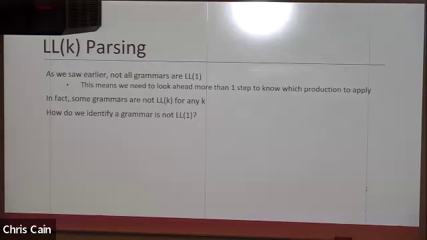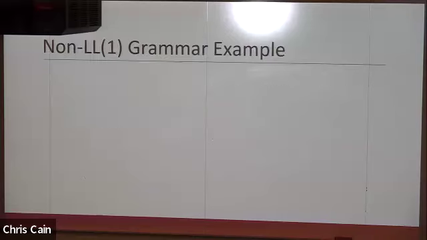How would we figure this out? And the answer is just to look for a conflict in the LL1 table. If at any row, column, cell, there are multiple right-hand sides, then we have a conflict or we have ambiguity. So at least one entry in the table has more than one right-hand side in that cell. So let's take a look.